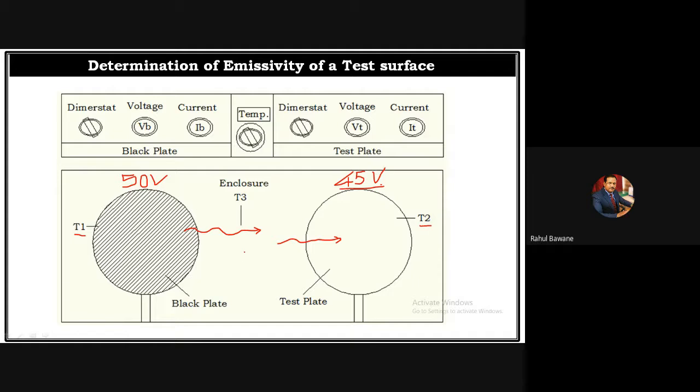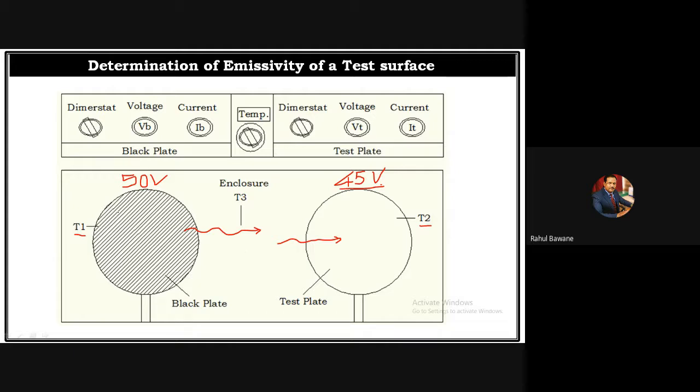So we have to frequently check T1 and T2 whether they are the same or not. When T1 and T2 come to the same value, at that time our experiment is over. We have to wait till we get the same value for T1 and T2.